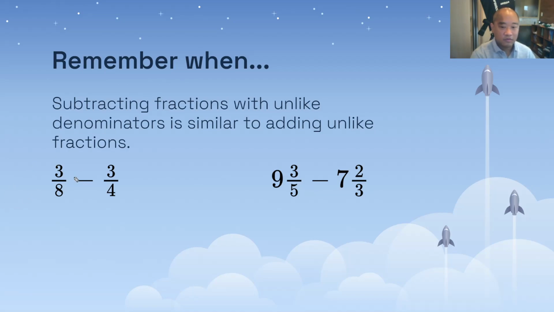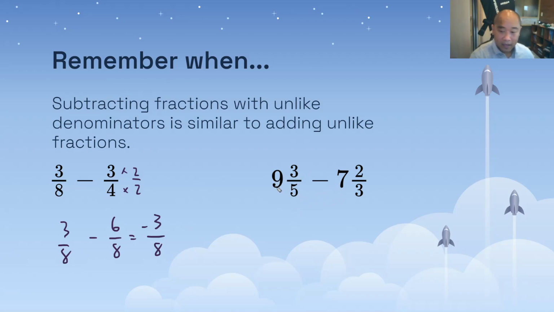Okay, so we have to get these both to 8, right? So we're going to multiply this by 2 over 2. And this is going to give us 6 over 8. 3 over 8 minus 6 over 8. That's negative 3 over 8. This is simplified.